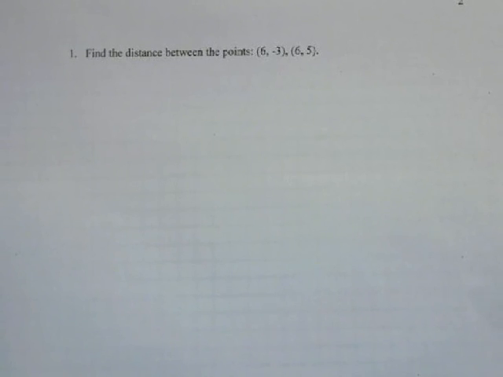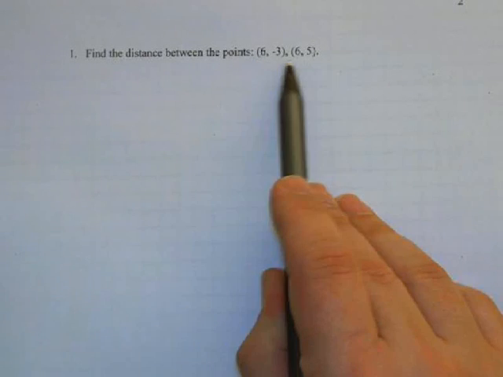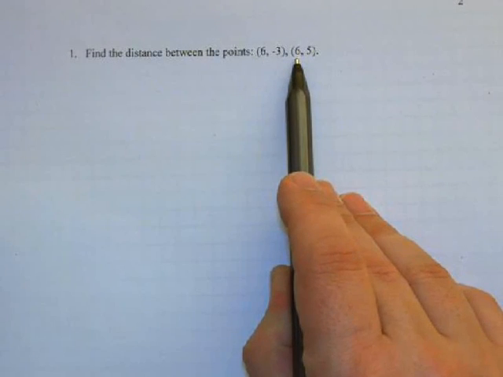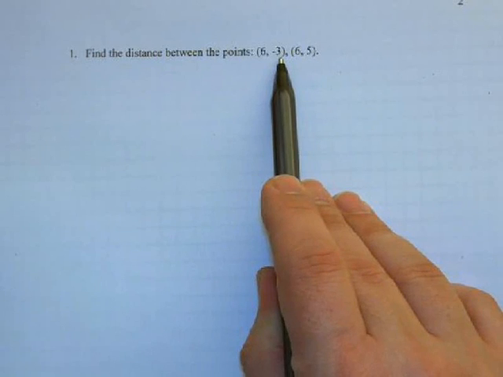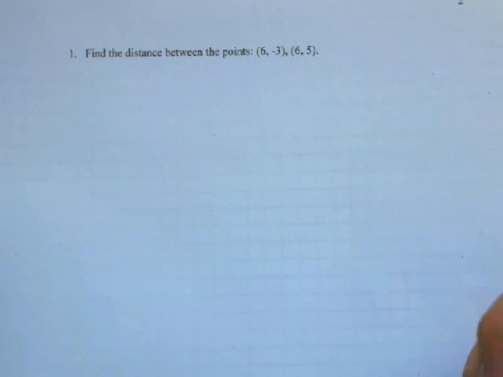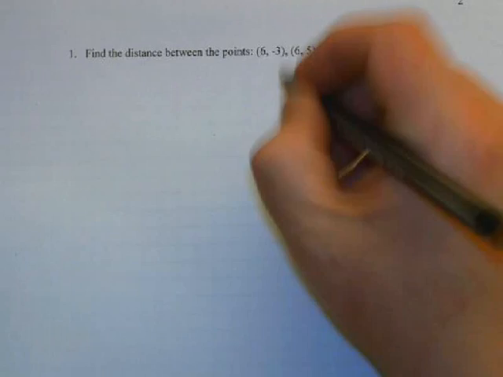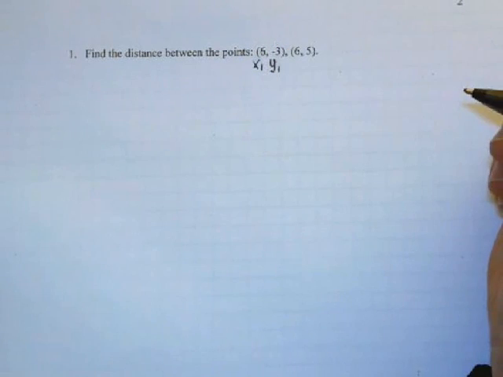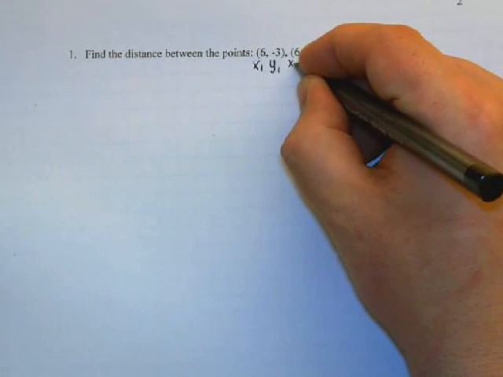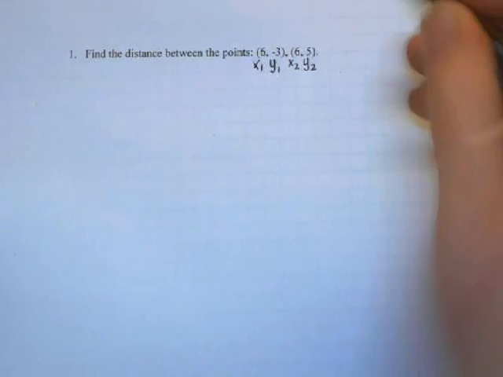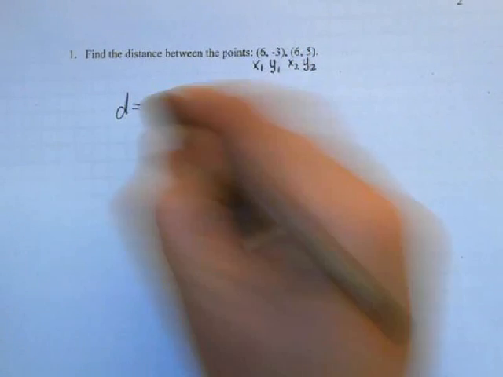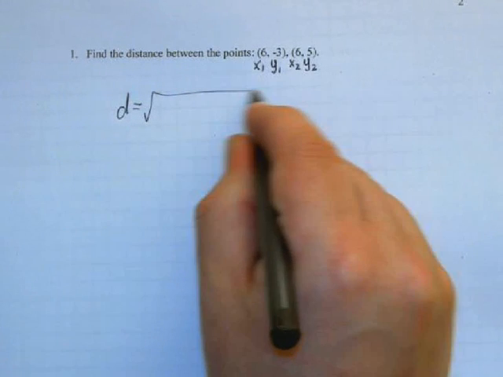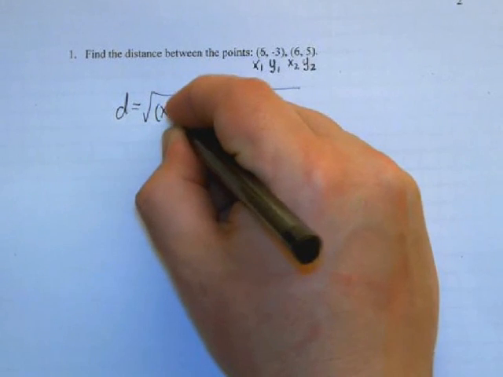Now, with this problem, you notice that they have the same x-coordinate, so the distance is simply the magnitude or difference between the y-coordinates. But let's go ahead and do the long process, because on the test, it may not be just a vertical or horizontal distance. So we'll start off by labeling the points x1, y1, and x2, y2. Now, if you don't have the distance formula memorized, you may want to jot it in your notes for the final.